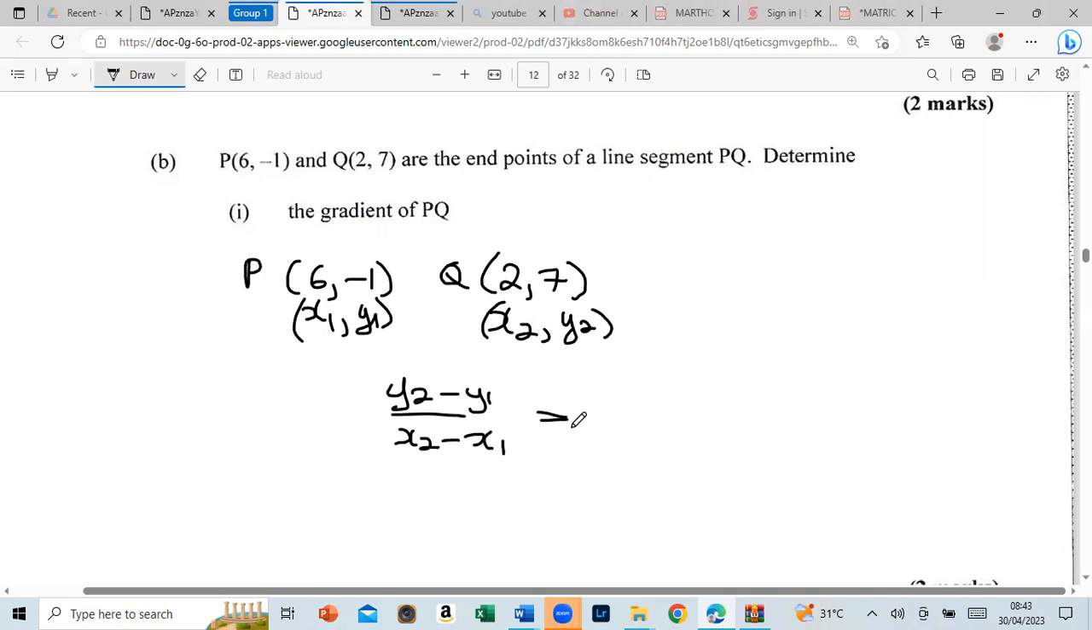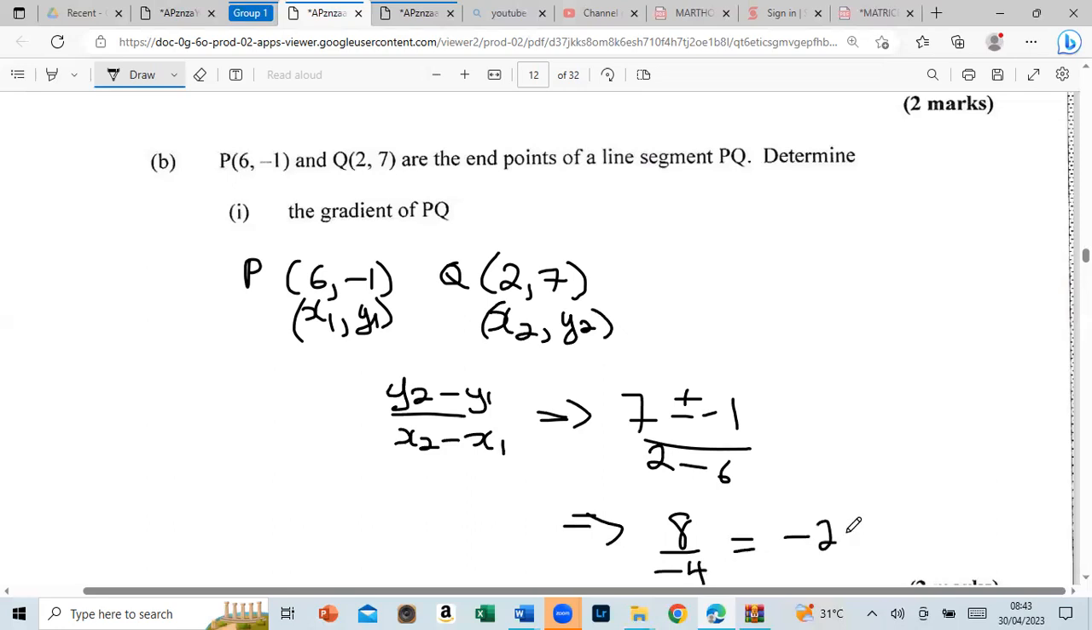So we say X2, Y2 rather was 7. So that's 7 minus 1. Be careful with the signs. I'm going to mess you guys up. And then 2 minus 6. So we have 7, both of them are going to become positive right here. And then this gives us -4. So we have a gradient of -2. And that is our answer.